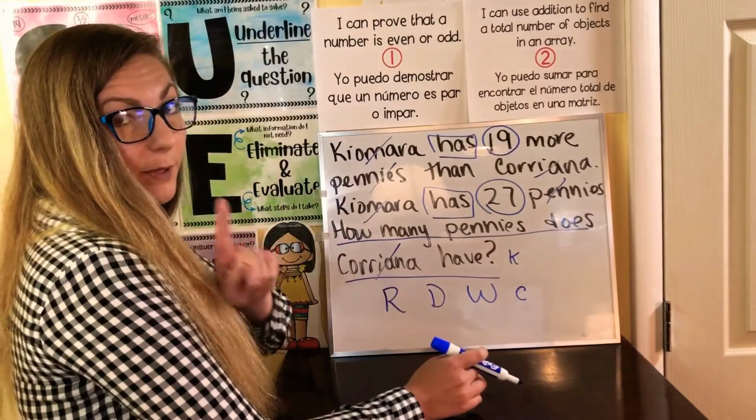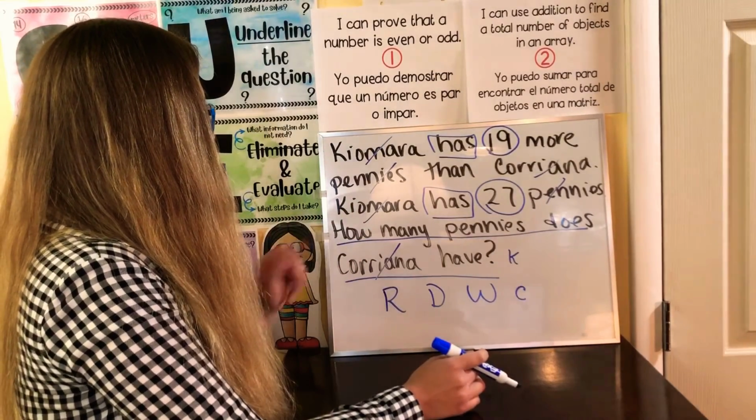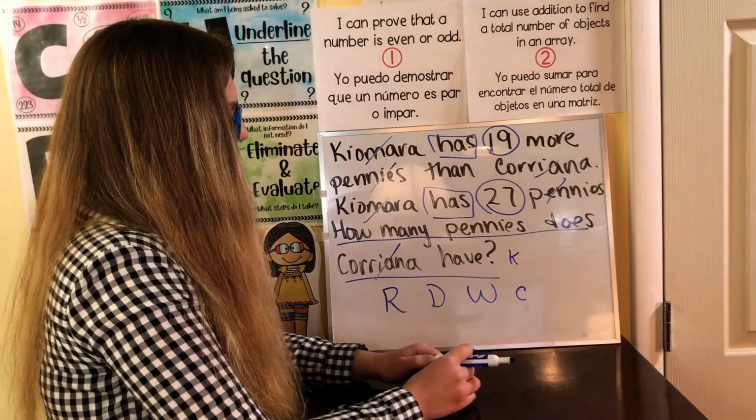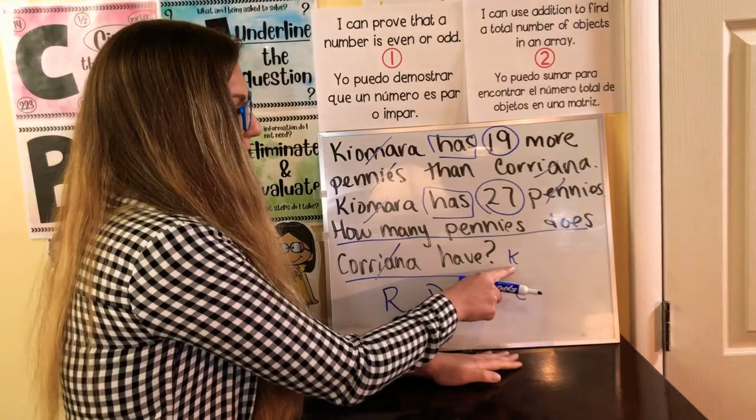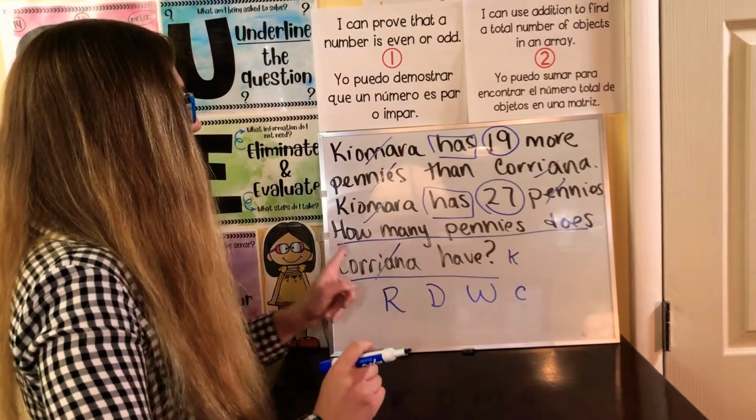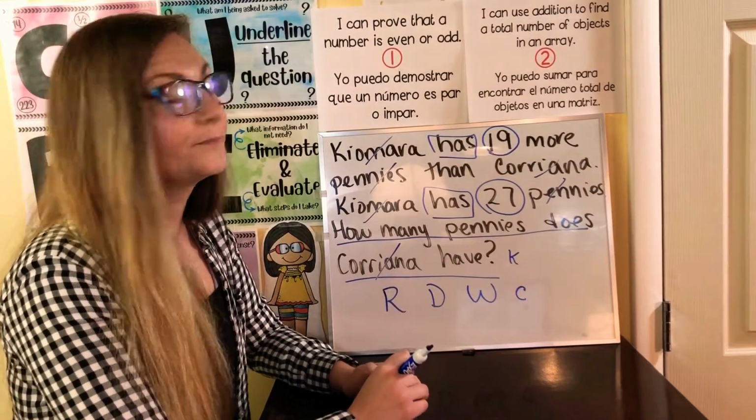We know one of the person's bars. Who do we know? Do we know Kiomara's or do we know Corriana's? Kiomara has 27 pennies. So we need a bar for Kiki, a bar for Corriana, and then we're going to compare how many pennies does Corriana have. We need to find that answer.